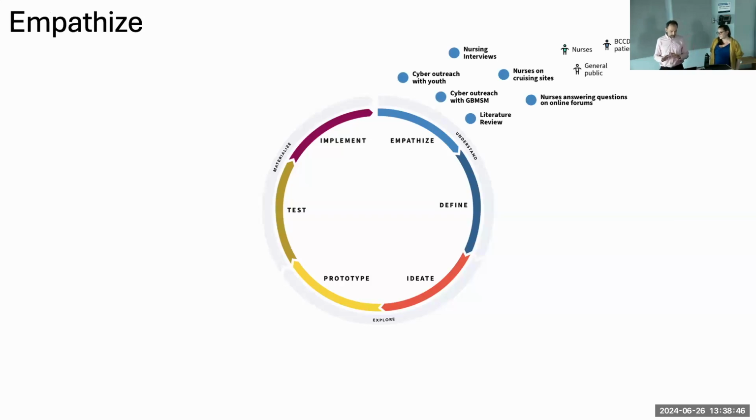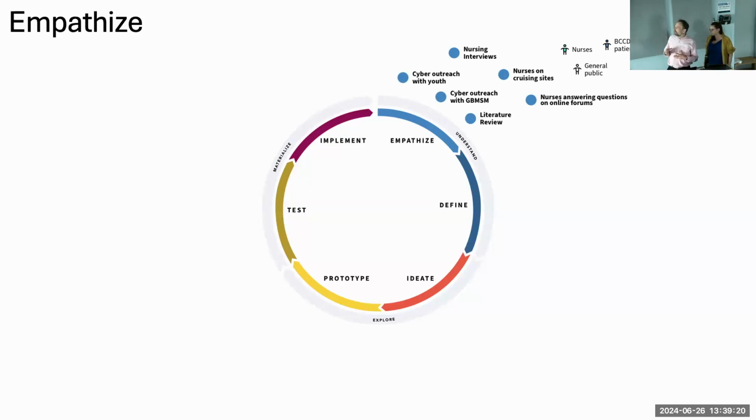So thinking about this first phase, I'm trying to give you a quick glimpse of what we did and a little bit of who was involved. This was before the Get Checked Online project started, but the BC Center for Disease Control was doing a lot of things. There was a nursing team doing cyber outreach with youth, and they were going on cruising sites and other sites where people had questions about sexual health, and they were answering questions. They were talking to clients directly through chats and through emails and other things. They were answering questions on online forums.